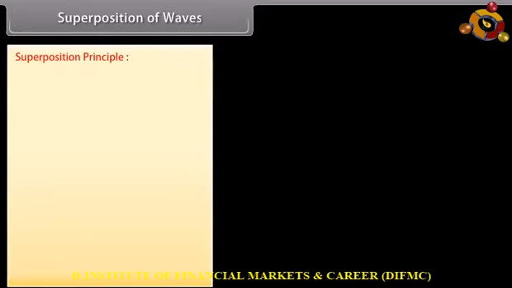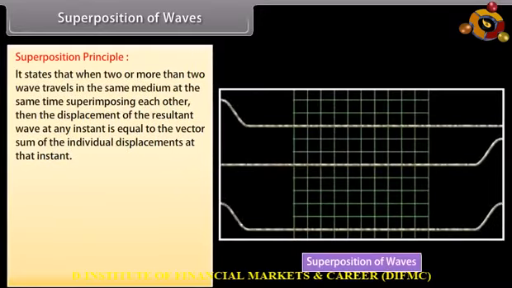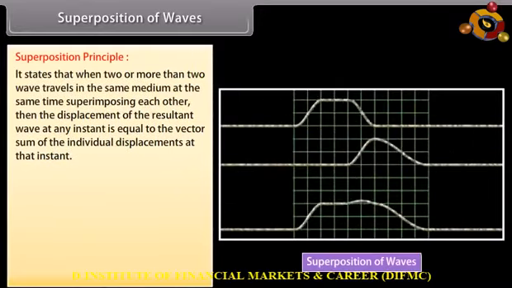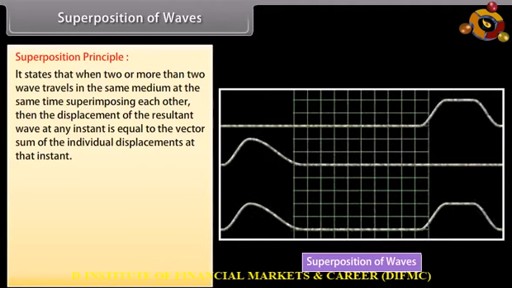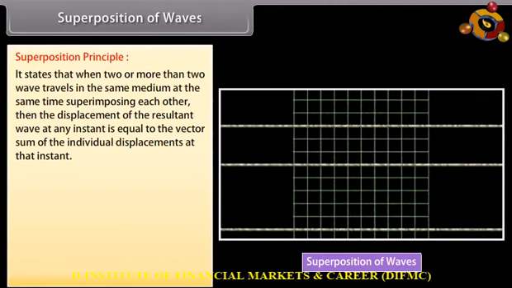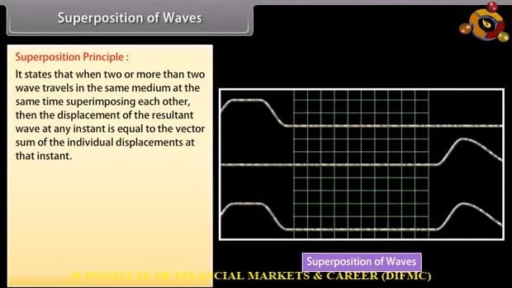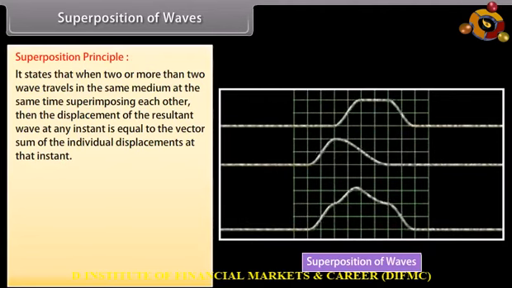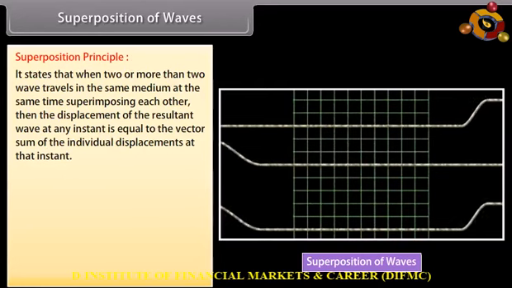Superposition of waves. The principle of superposition states that when two or more waves travel in the same medium at the same time, superimposing each other, then the displacement of the resultant wave at any instant is equal to the vector sum of the individual displacements at that instant.